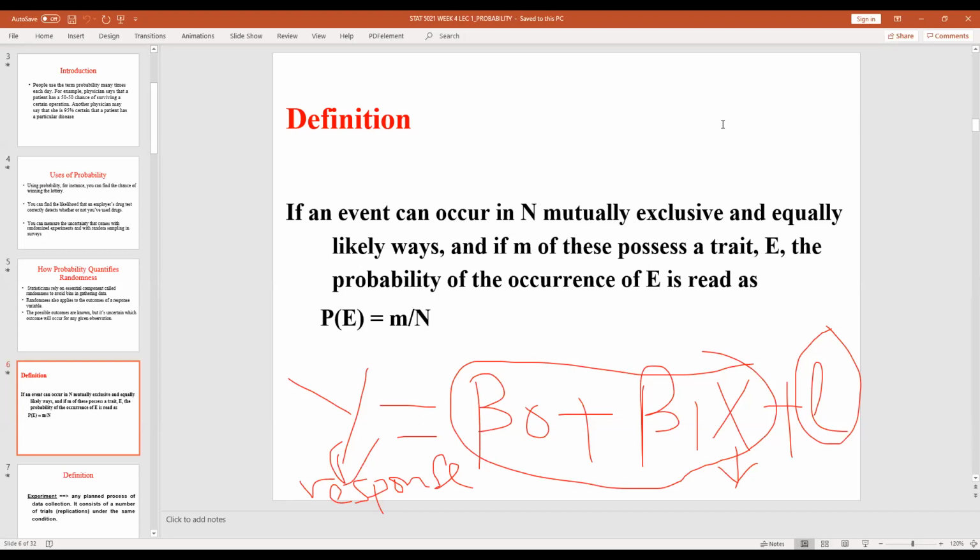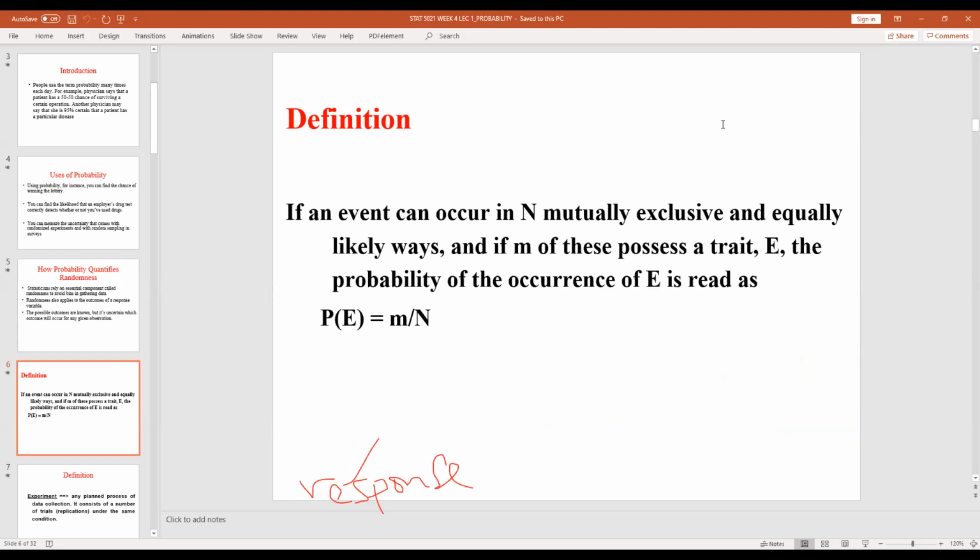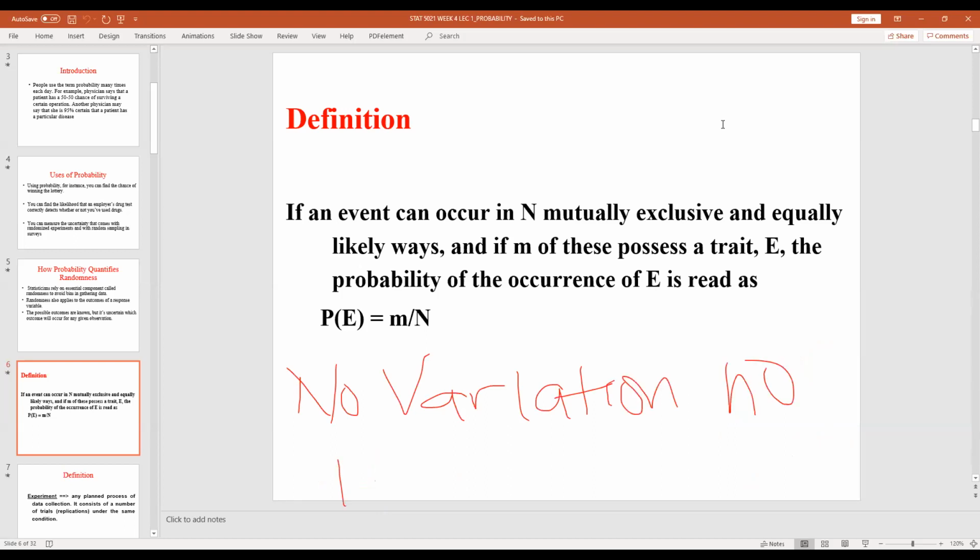That is the reason why probability thrives in variation. If there is no variation, then there is nothing like probability. I'm going to say that again. If there is no variation, there is nothing like probability. I'm going to write that down right now: no variation, no probability.